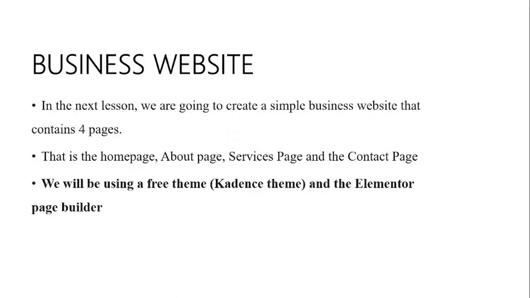Now in the next lesson we're going to create a simple business website that contains 4 pages. The pages are the home page, the about page, the services page, and the contact page. We'll be using a free theme, which is the Cadence theme, and the Elementor page builder to create this simple business website for our tutorial. So without wasting time, let's get going.